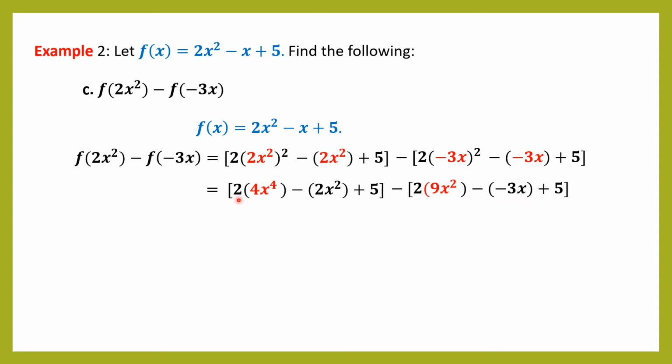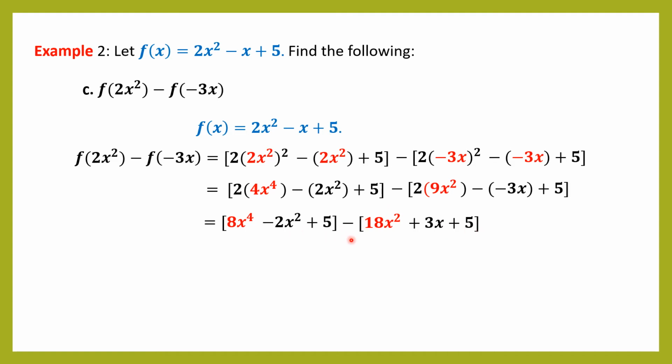Then, multiply natin yung 2 and 4x to the 4th. That is 8x to the 4th power. Then, minus 2x squared plus 5. So, kinapi lang natin to. Minus 2 times 9x squared is 18x squared. Then, this time, ito ay negative, multiply kay negative, that is positive. Kaya, positive 3x na siya. Then, copy yung plus 5.